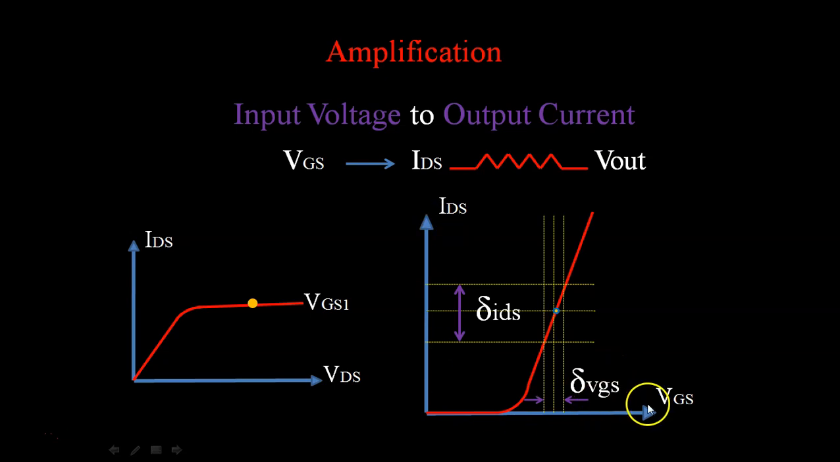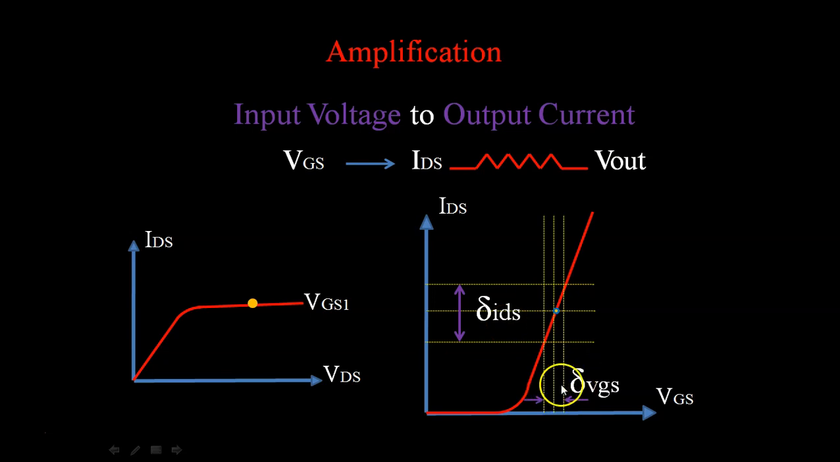This is my VGS versus IDS curve, and we know in saturation the current does not depend on VDS because it is a straight line here. Now if let's say this is your VGS bias point, if you now apply some variation in VGS, you can see because of the nature of this graph I get large value of current. So voltage VGS gets converted into IDS.